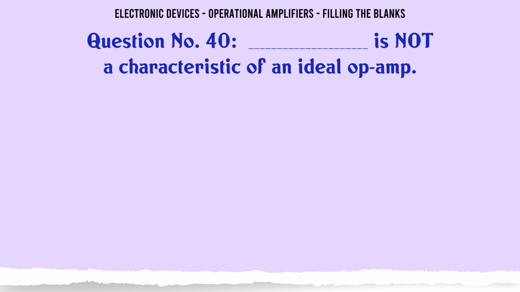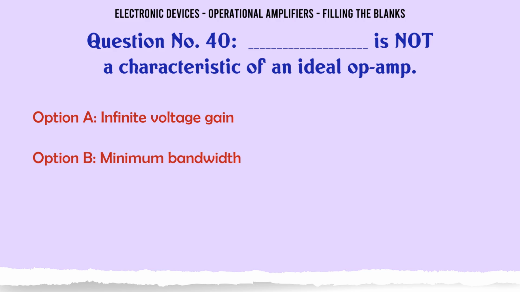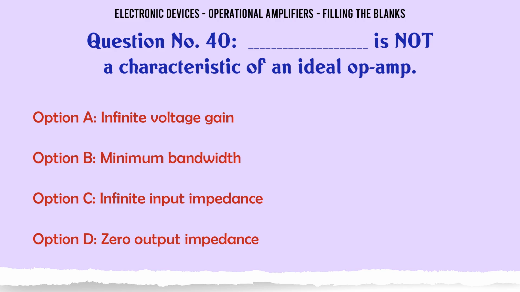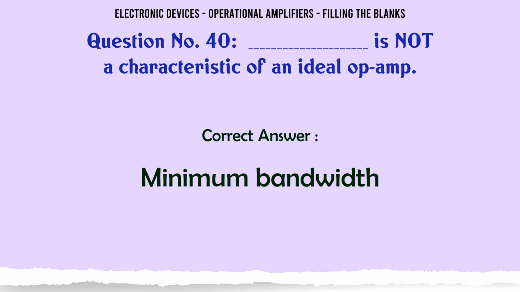Which is not a characteristic of an ideal op-amp? A. infinite voltage gain, B. minimum bandwidth, C. infinite input impedance, D. zero output impedance. The correct answer is minimum bandwidth.